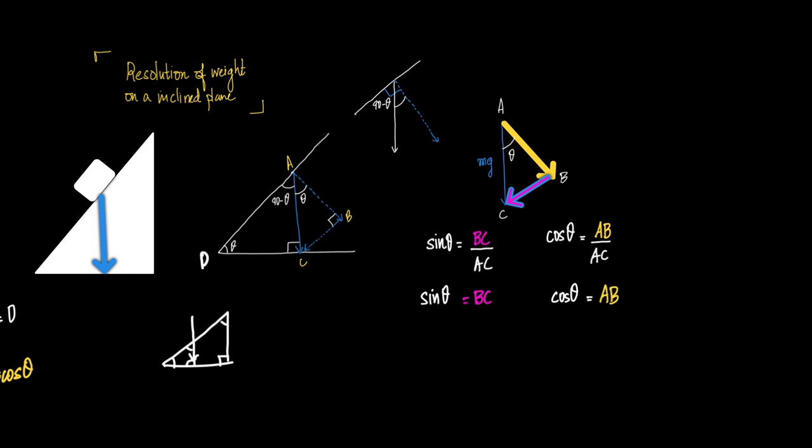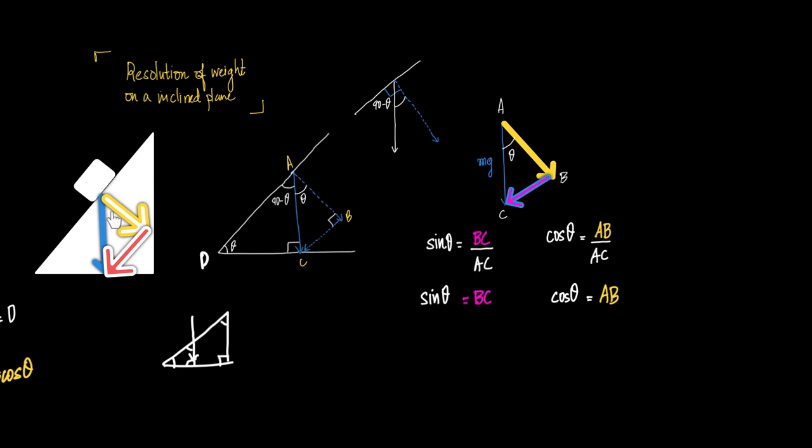We are resolving it into two components. One, which is perpendicular to the inclined surface. And the other, which is parallel to the surface. So we have two components: one, which is parallel to the surface; two, which is perpendicular to the surface.